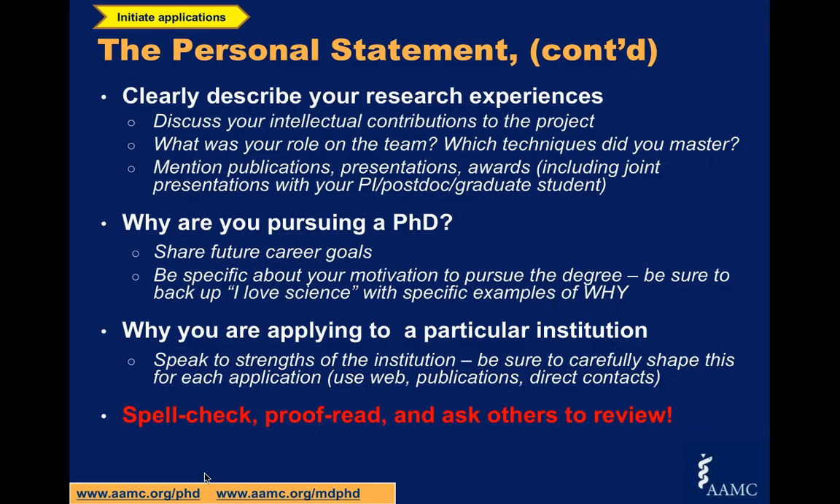One important thing about your personal statement is the more people you can ask to review it and give you feedback, the better the statement will turn out. And of course, spell checking it and proofreading it is critically important, because remember, your application is the impression that you make on the admissions committee, and so you don't want to have misspelled words.